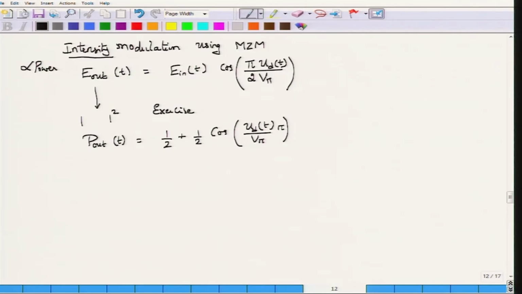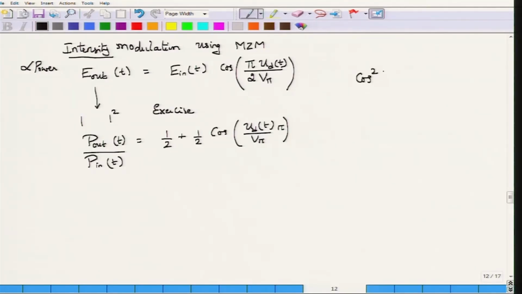Now, you might be wondering where this is coming from. Sorry, this has to be multiplied with the input power, or let us actually divide this by the input power, so that we are looking at the ratio of the output optical power to the input optical power. If you are wondering where this half plus half cos ud of t pi by something is coming from, you just have to remember that I am taking the square of this right hand side quantity.